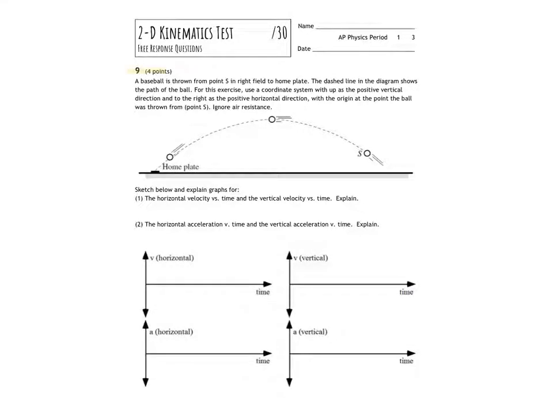Number 9. Baseball is thrown from point S in right field to home plate. The dashed line in the diagram shows the path of the ball. For this exercise, use a coordinate system with up as the positive vertical direction and to the right as the positive horizontal direction, with the origin being at the point the ball was thrown from, which is point S.